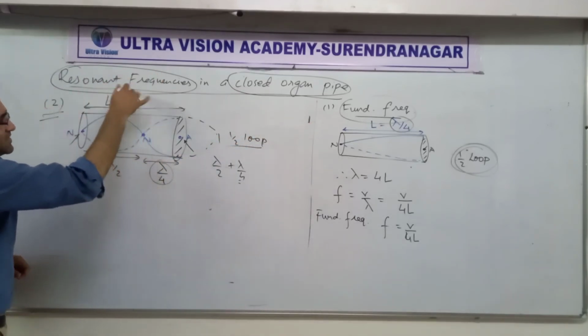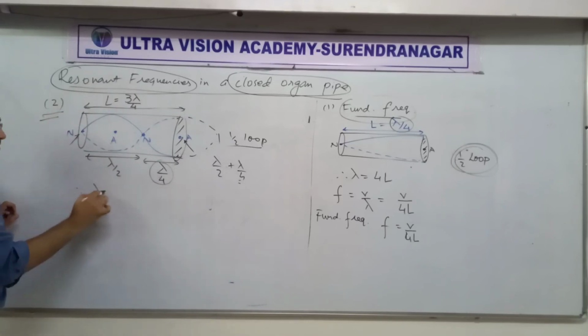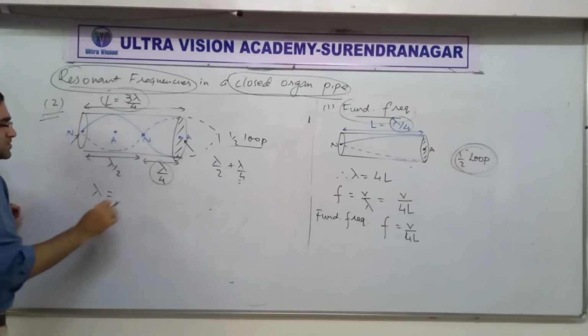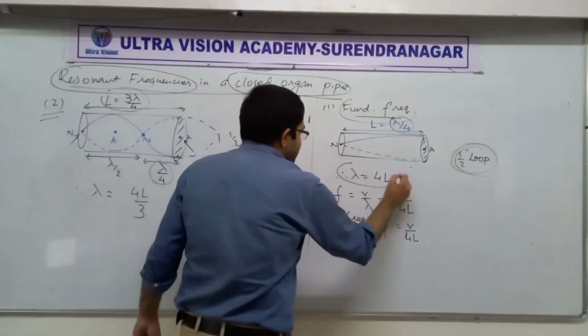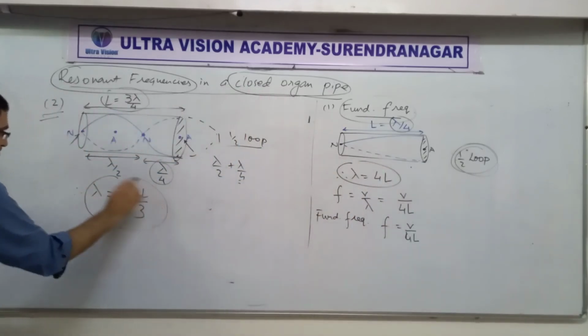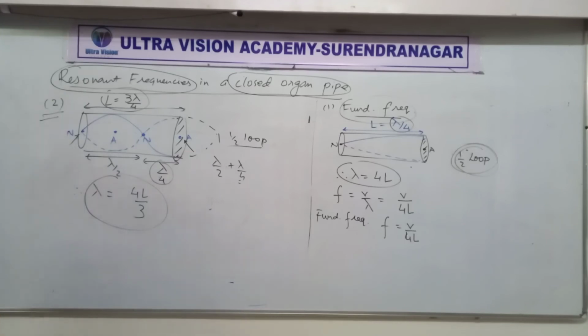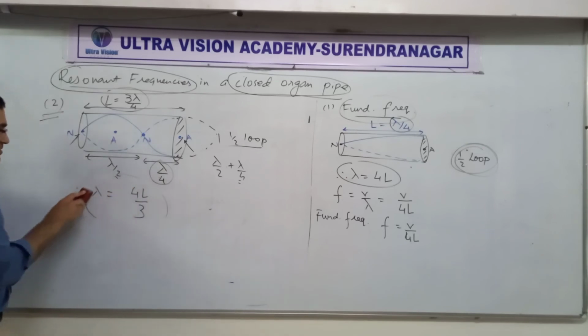So L is 3 lambda by 4. So what is lambda from here? 4L by 3. Are the wavelengths same? The wavelengths are not same, obviously, because frequencies are not same, right? So now, what will be this frequency, if lambda is 4L by 3?